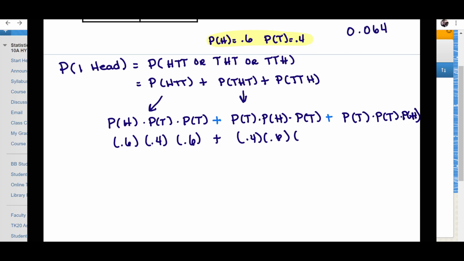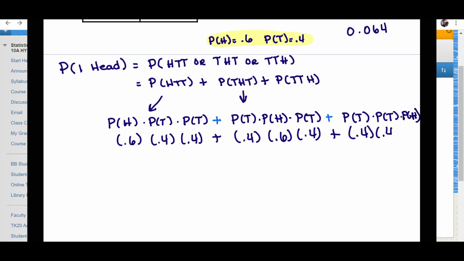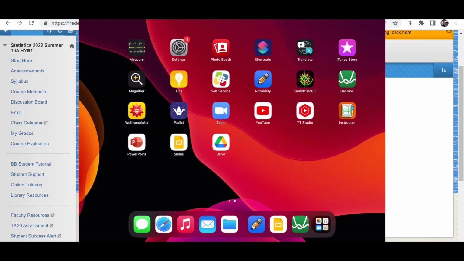Oops, let me go back. I've messed this up. Let me start over. Okay, trying again. 0.6 times 0.4 times 0.4 plus 0.4 times 0.6 times 0.4 plus 0.4 times 0.4 times 0.6. There we go. All right, so when you do these, let's see what we get. Let's open up a calculator.